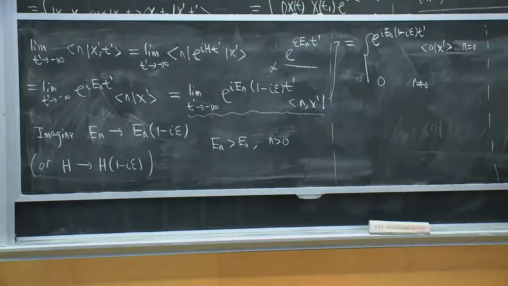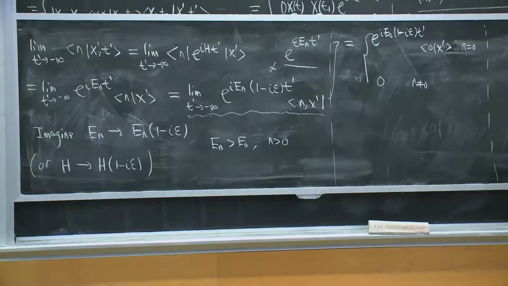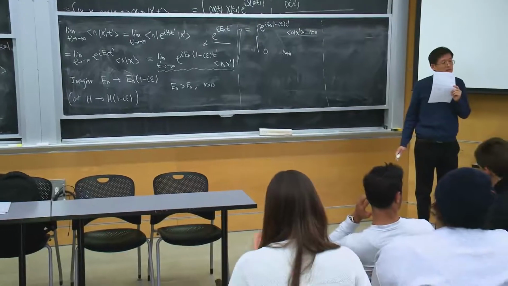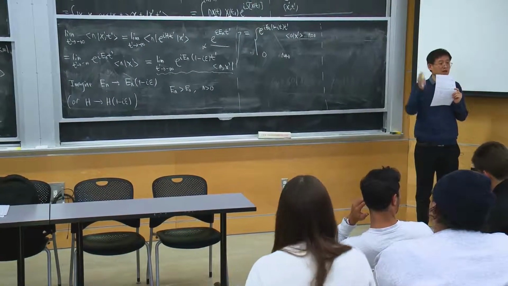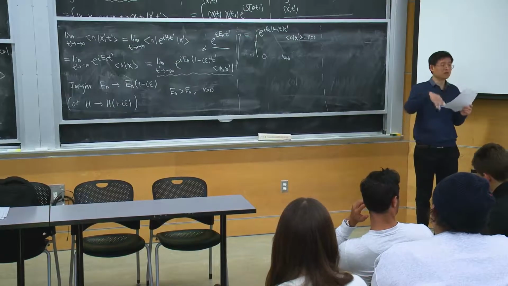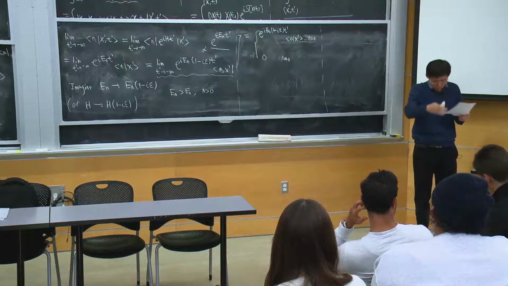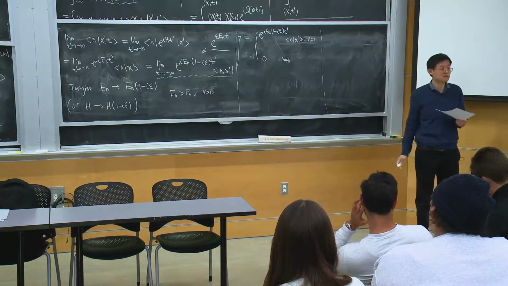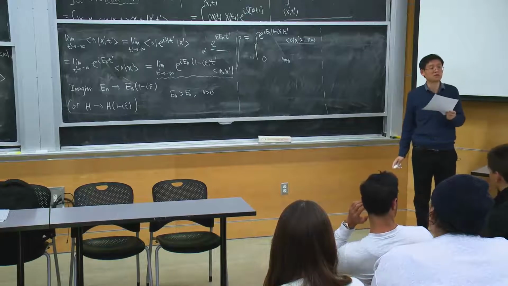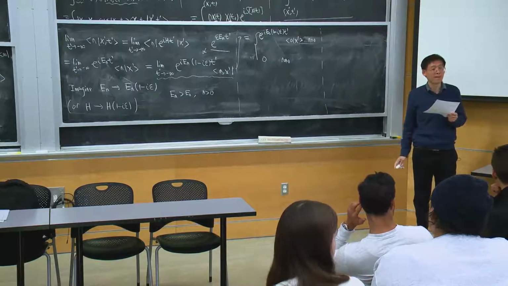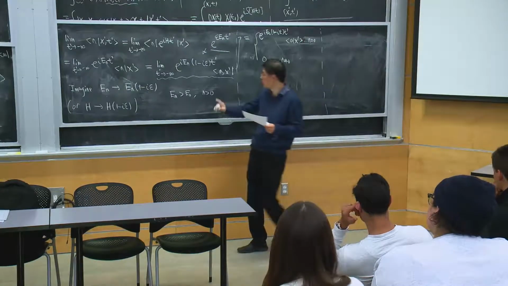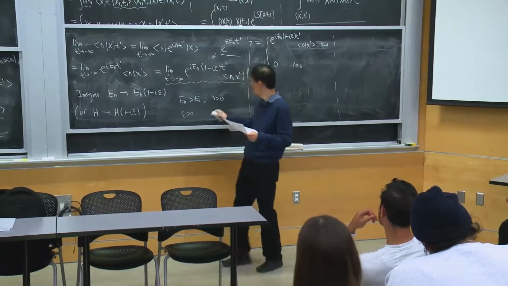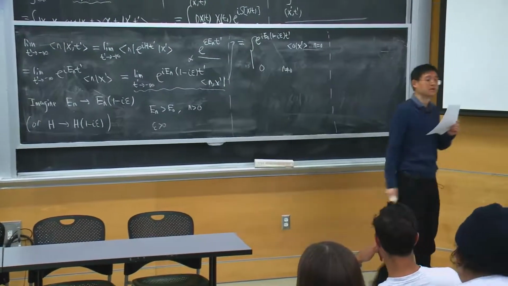What is the justification, or why are we allowed to do this? It's a mathematical trick. At the end of the day, we set epsilon to 0 and go back to the original Hamiltonian. If you do this order properly, it just selects the ground state for you. When we write this epsilon, we always assume epsilon is greater than 0.